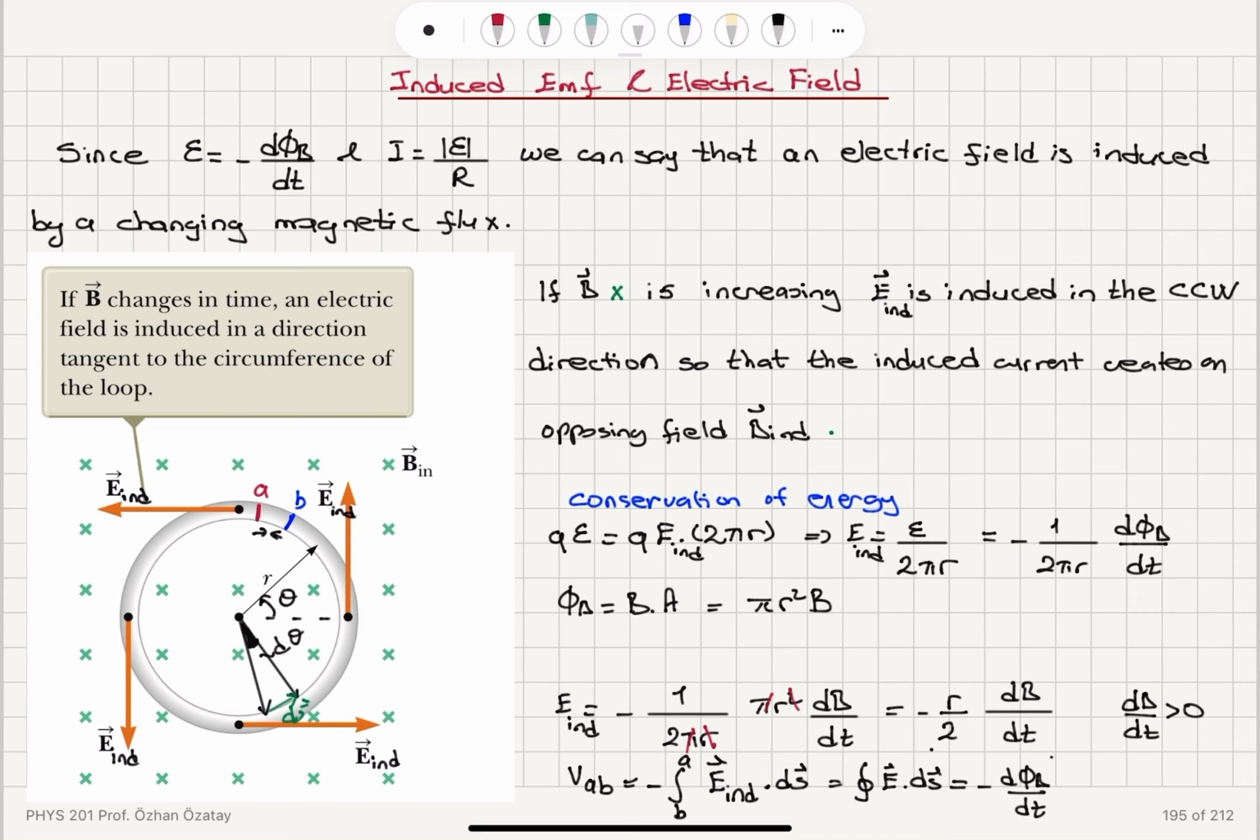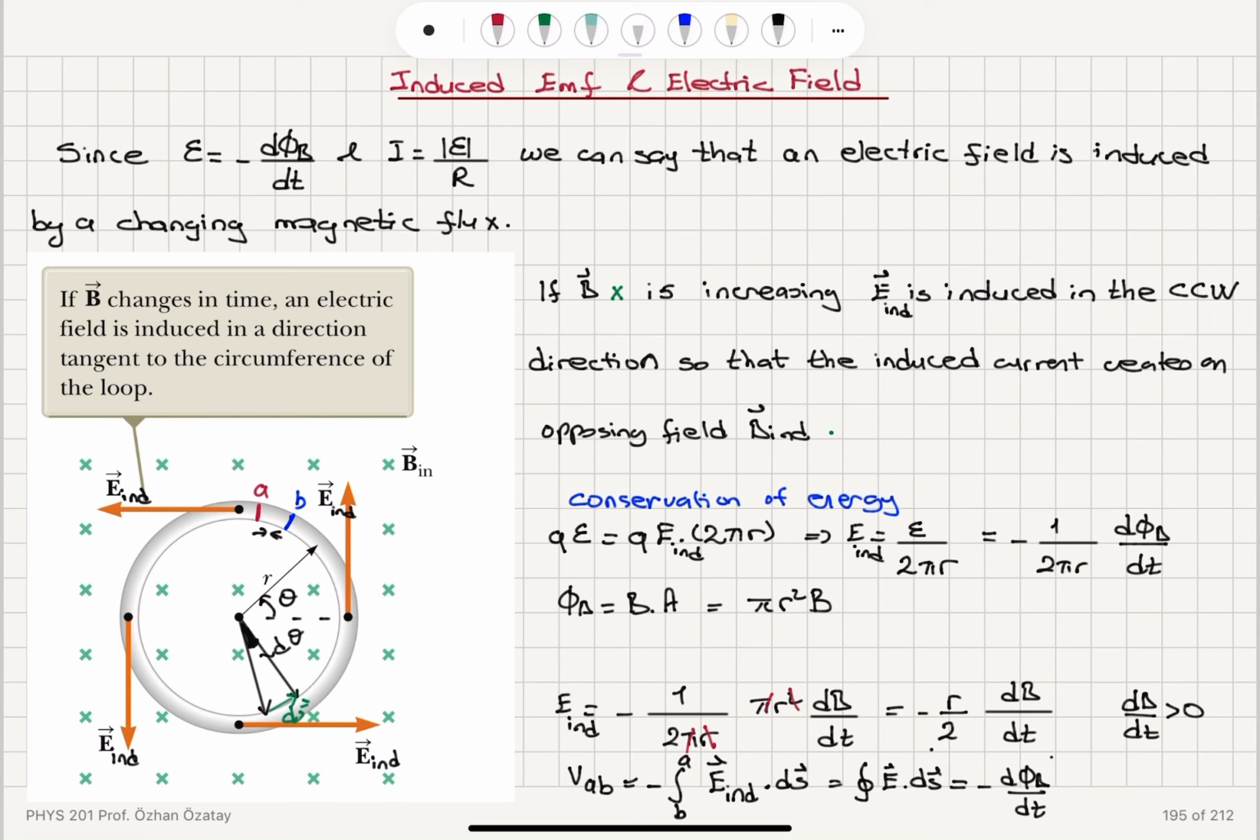Now, conservation of energy tells us that when you have a charged particle Q, which is subject to this induced EMF, Q times epsilon will be equal to Q times the induced electric field times 2 pi r. So it's going to be the closed loop integral of the induced electric field E dot ds, and we will see that this induced electric field will be equal to epsilon divided by 2 pi r, which is minus 1 over 2 pi r d phi dt, because epsilon is minus d phi B dt.